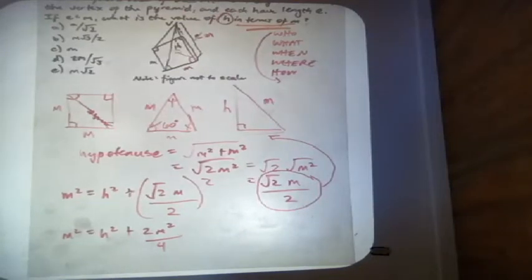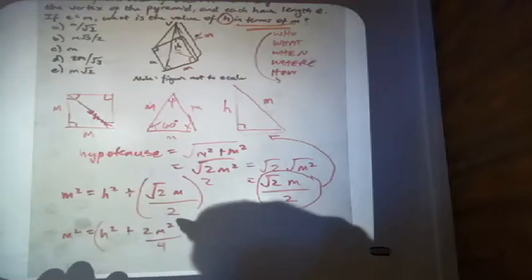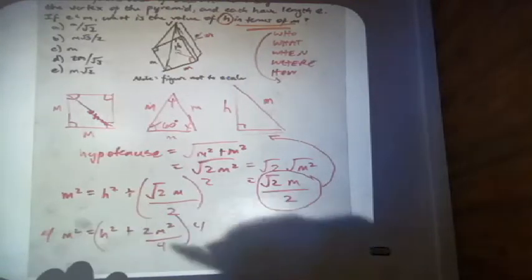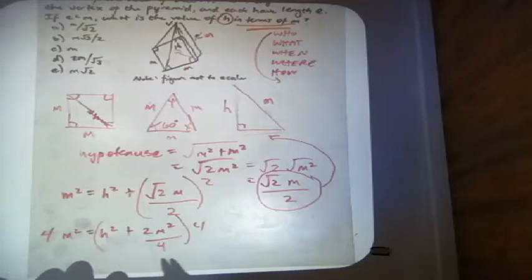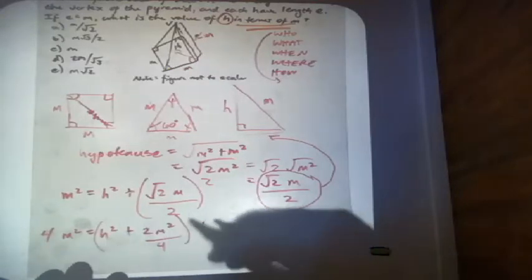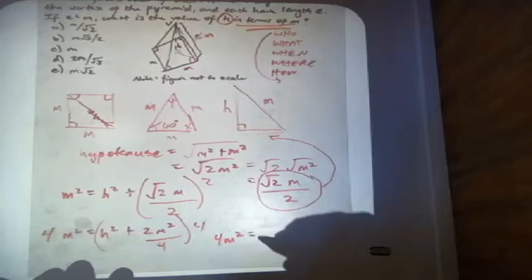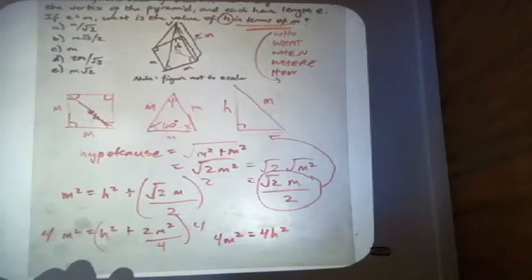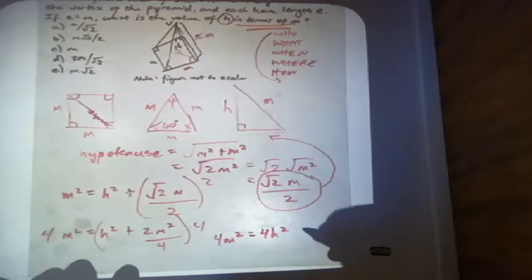All right, so from here, you probably know how to solve this for h. It's just a little bit of algebra. The way I like to do it, and you don't have to do it this way, is multiplying both sides by 4 so that I can get rid of the fraction. When I multiply both sides by 4, what I get is 4m squared is equal to 4 times h squared plus 4 times 2m squared over 4, and the 4s there are going to cancel, and so I'm just going to get plus 2m squared.